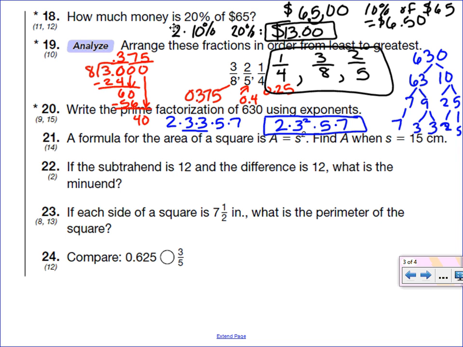A formula for the area of a square is A equals S squared, so the side length squared. Find A when S is 15. So A equals 15 squared. Well, 15 times 10 would be 150, and then I'd need 15 times 5. So 15 times 5 is 75. So 150 plus 75 is 225. And then the area is the units squared.